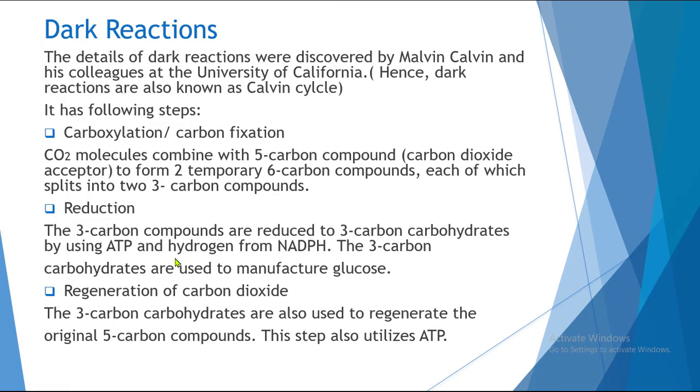So these are the steps of dark reactions. The dark reactions were actually discovered by Melvin Calvin and his colleagues at the University of California. That's why they are also known as the Calvin cycle. It has the following steps. First step is carbon fixation or carboxylation. Second is reduction, and third is regeneration of the carbon dioxide acceptor.